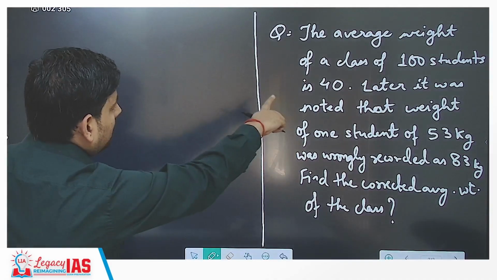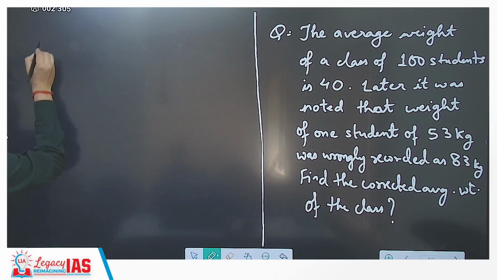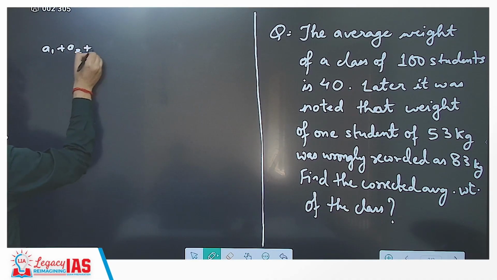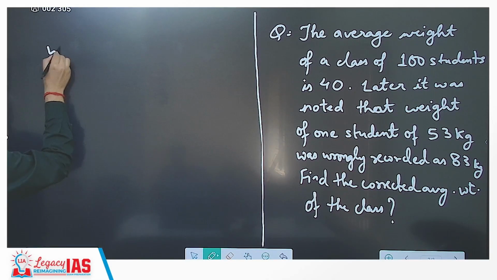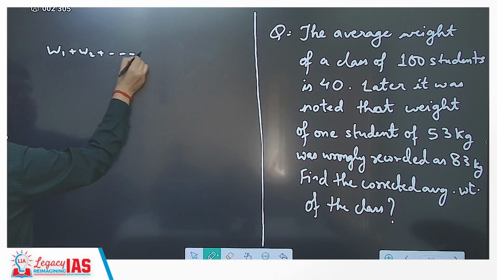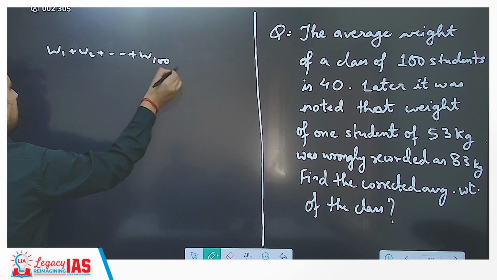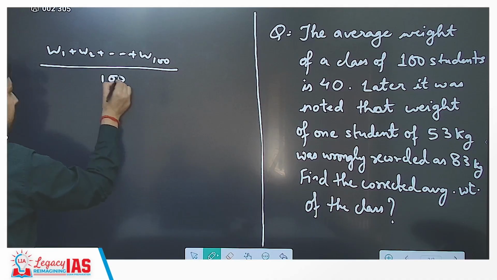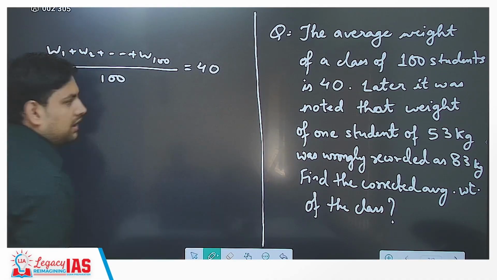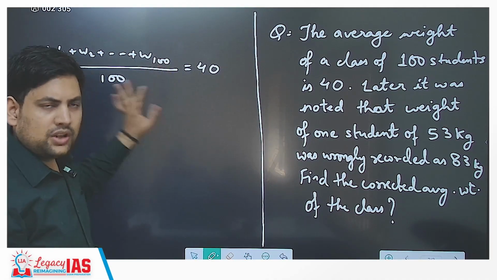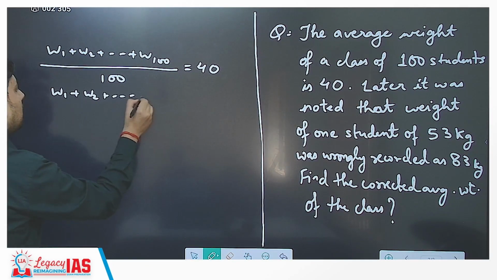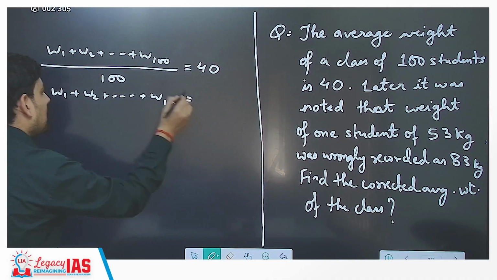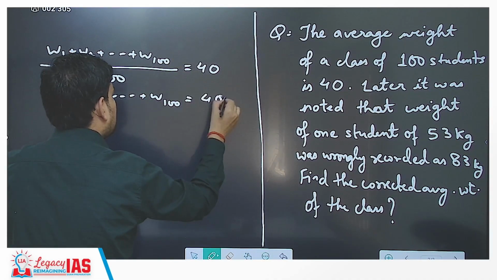Average weight of the class of 100 students is 40. That means, let's say their weights are w1, w2, all these are weights of the students. So the weight of the first student, second student, like this till the weight of the 100th student, divided by 100, is equal to 40, correct. Average is equal to sum upon number. Now what you got is w1 plus w2 up till w100. This sum came out to be 40 into 100, that is 4000.